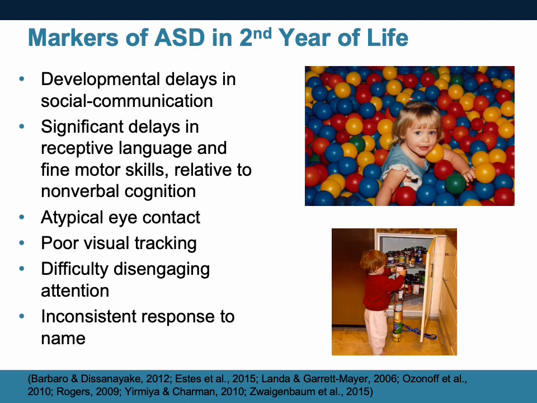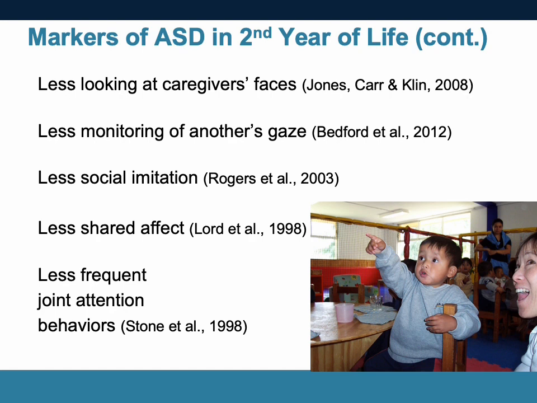And then lastly, the other marker we are used to looking for is an inconsistent response to name. So a tendency to be in one's own world and not really responding to the bids of others. We also see less looking at caregivers' faces, less monitoring of what other people are looking at, less frequent imitation, especially when there are no objects involved and it's purely for social play, and less shared affect, particularly a range of affect, and as I mentioned before, less frequent joint attention behaviors.